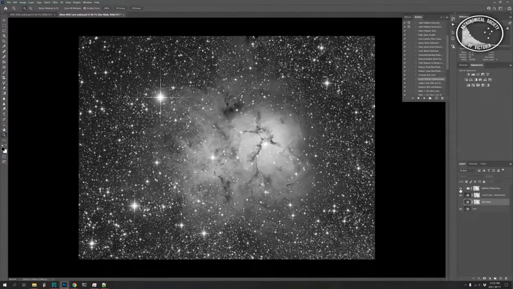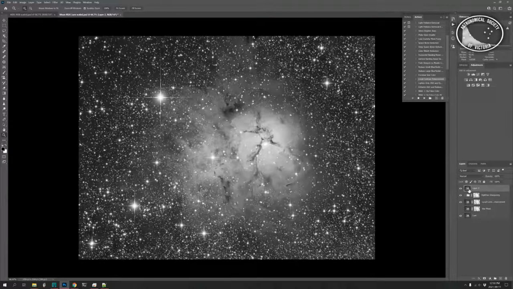So now, if I blink that, I've preserved the stars and I've sharpened the nebulosity. Beautiful. And so now I'm going to do another stamp visible, Control Alt Shift N E.